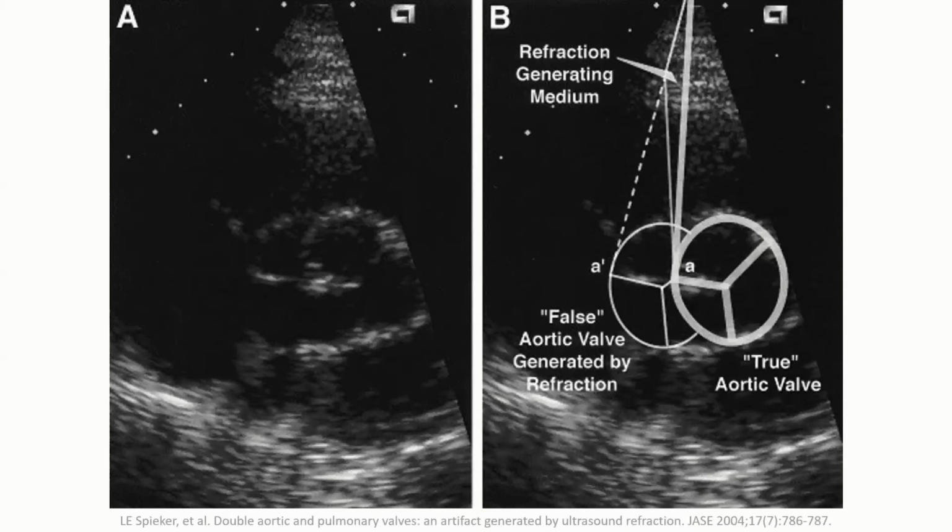This is also another cool example from the Journal of the American Society of Echocardiography. This is the actual aortic valve, but we can see an additional aortic valve here. This was caused by refraction. The ultrasound wave had refraction here, making this additional image. So this is a false image generated by refraction. This is the true image.